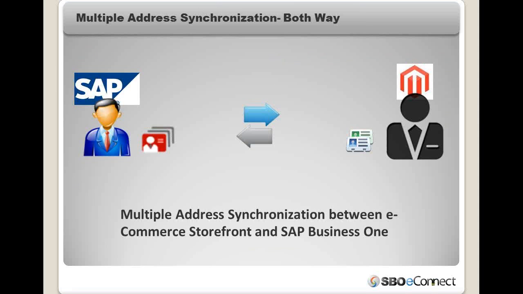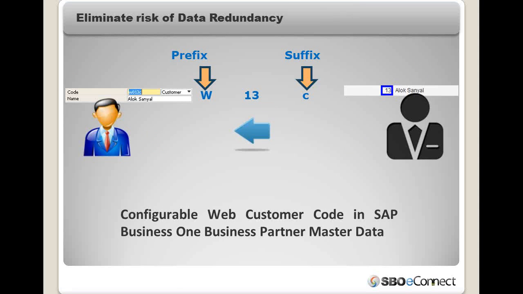SBOeConnect 2.2 is able to synchronize multiple addresses across both the platforms, because we all know that in Magento you can maintain multiple shipping addresses. Also you can maintain multiple addresses in SAP Business One Business Partner Master Data. So SBOeConnect will be able to sync those multiple addresses across both the platforms in bidirectional mode.